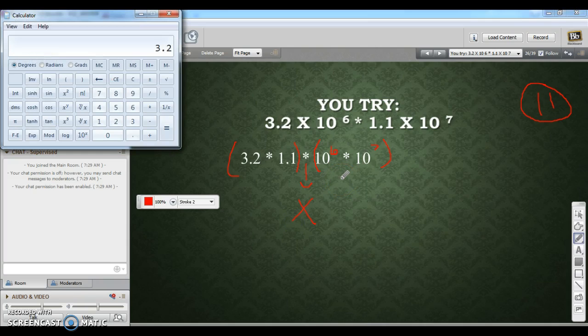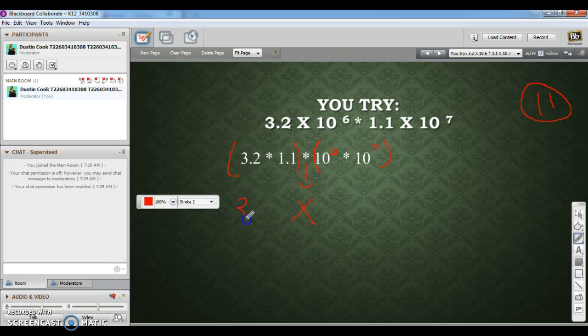3.2 times 1.1 gives us 3.52, or 3 52/100ths. Over here, the base is the same, the base is the number 10, so we add the powers, or the exponents. 6 plus 7 is 13. So it's times 10 to the 13, and that's it. We're done. Not too bad, right? Pretty easy.